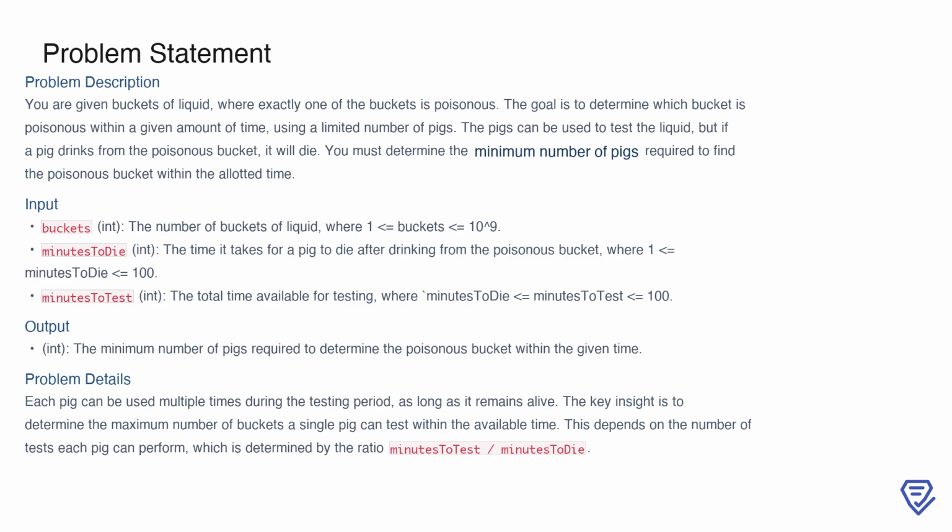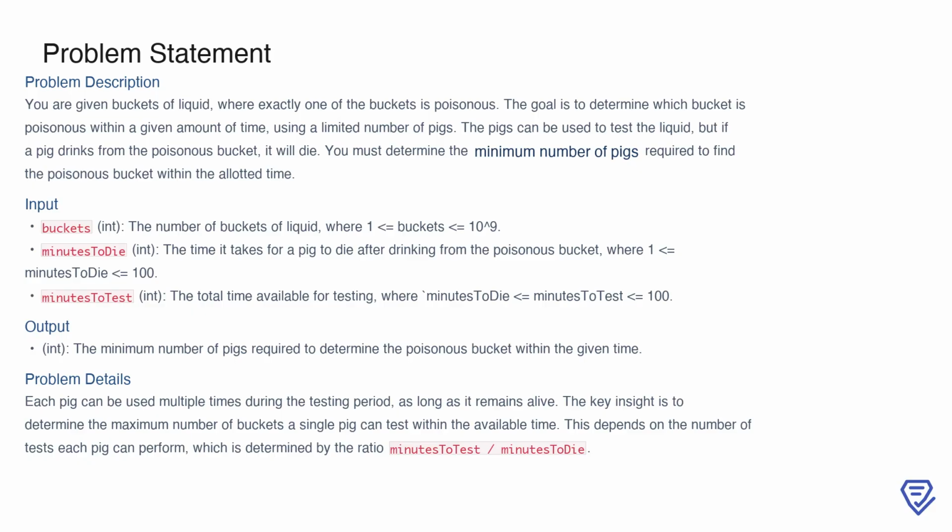The problem provides three inputs. First, the number of buckets, which can range from 1 to 10 to the power of 9. Second, the time it takes for a pig to die after consuming the poisonous liquid, called minutes to die. Finally, the total time available for testing, called minutes to test.